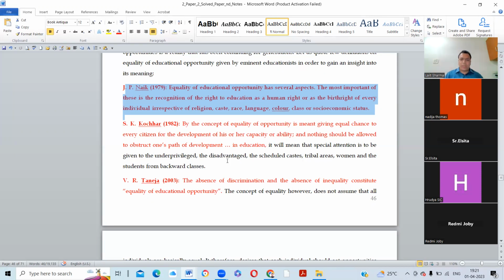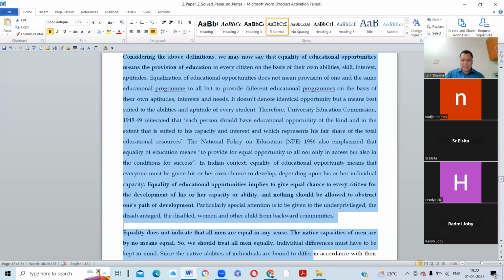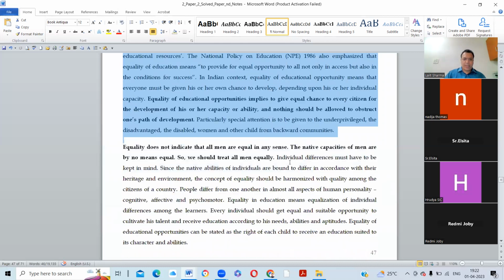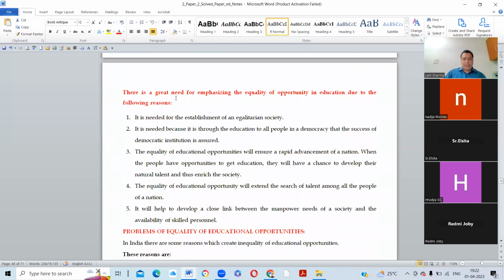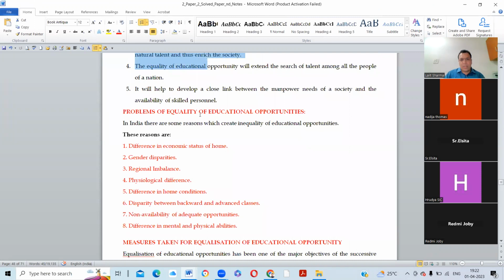After writing these two or three definitions, I have explained them. Look, I have explained the definitions. And after that I have written there is a great need for emphasizing the equality of opportunity in education due to the following reasons. Right, I have written all these reasons. Now what problems are we basically facing for equality of educational opportunities?